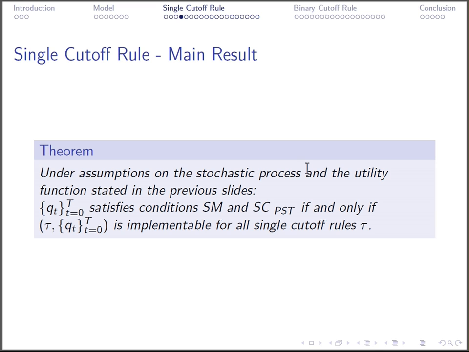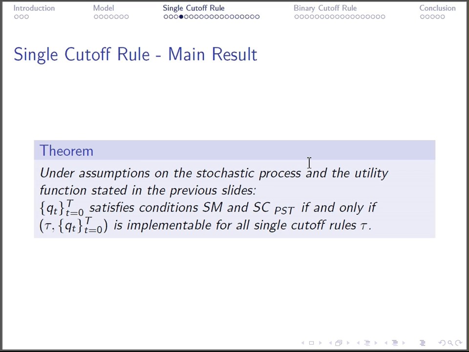And now the main theorem. Under the previous assumptions, Q satisfies those two conditions I just talked about, Spence-Mirrlees and single crossing, if and only if this decision rule is implementable for all single cutoff rules. For any single cutoff rule, this thing is implementable. The converse is not that strong, because it says if all of the single cutoff rules are implementable, then those two conditions are satisfied. It's not that if one of them is implementable, then those two must be satisfied.